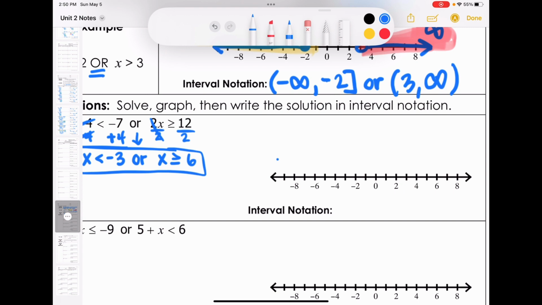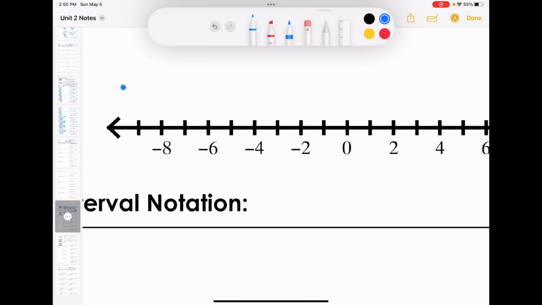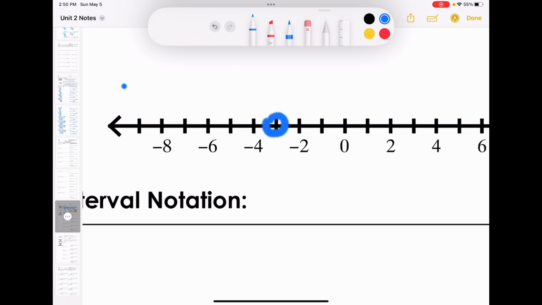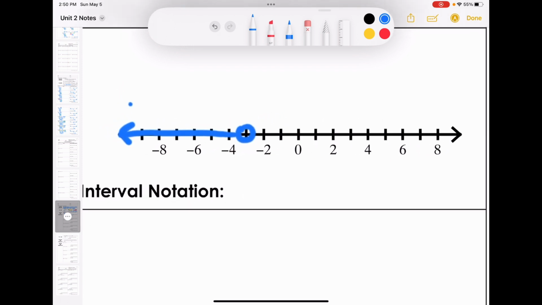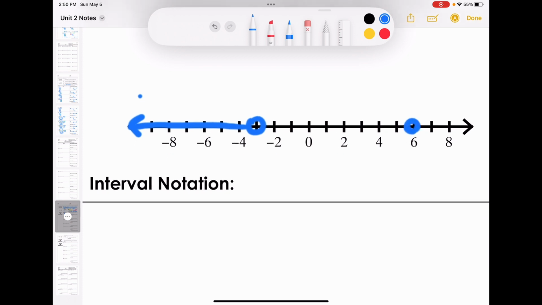So x is less than negative 3 is the first part. So I'm going to put an open circle on negative 3. And since it's less than, I'm going to shade to the left. And then the second part, x is greater than or equal to 6. So that's a closed circle. And since it's greater than, I'm going to shade to the right. Now remember, if your graph is pointing to the left, that's negative infinity. And if it's pointing to the right, that's positive infinity.